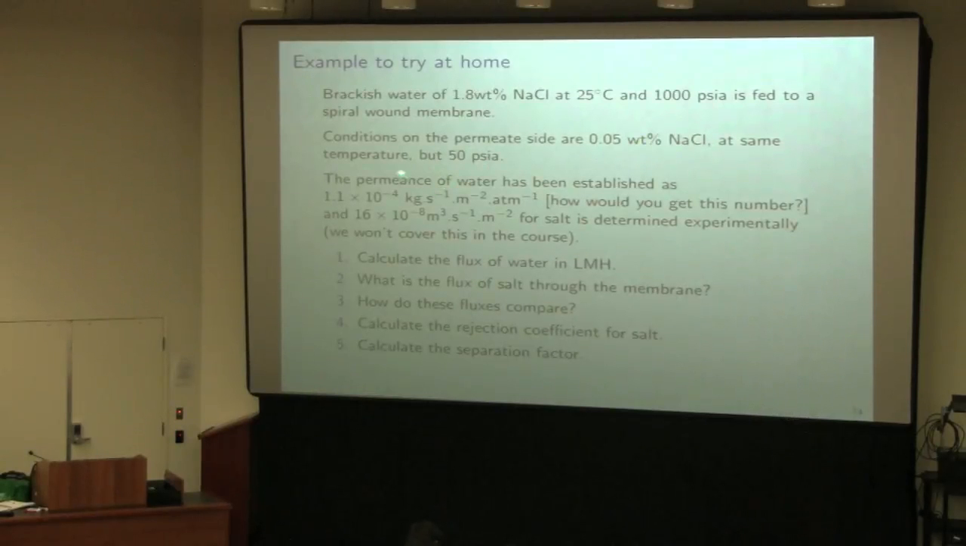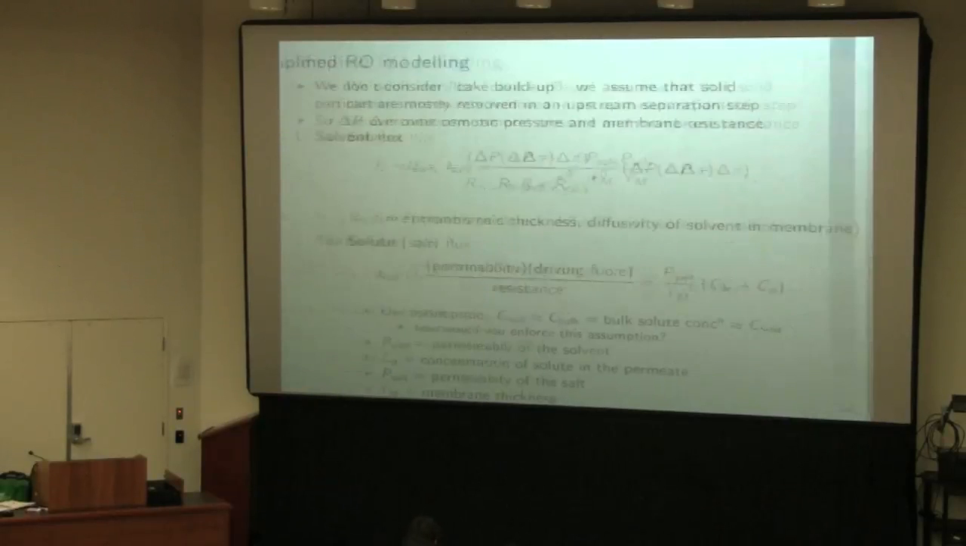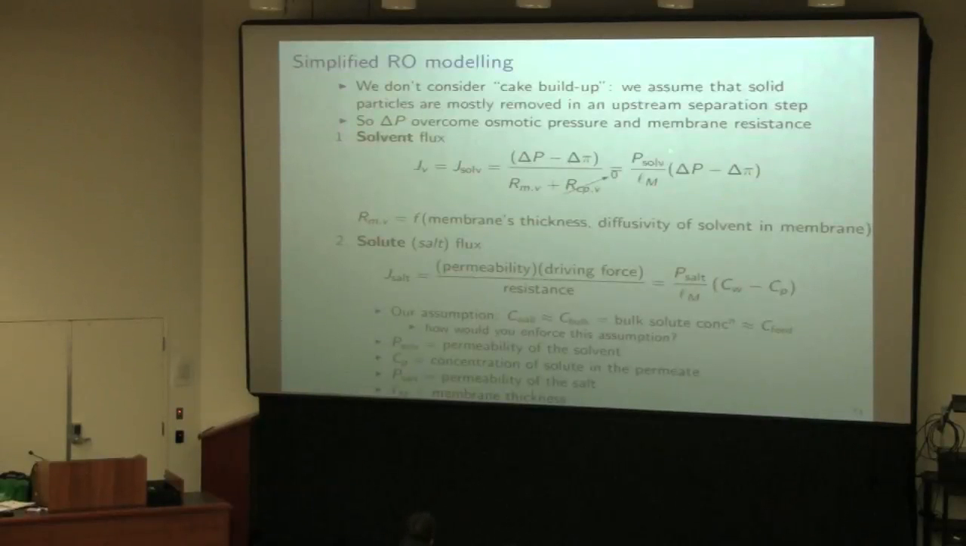So let's take a look here. We've got the permeance of water, which has been established. The permeance of water through the membrane refers to this number up here, T salt. Permeance is P salt divided by L. This whole term lumped together is called the permeance. How would you establish that value? From an experiment.